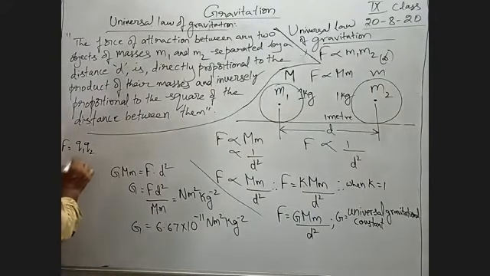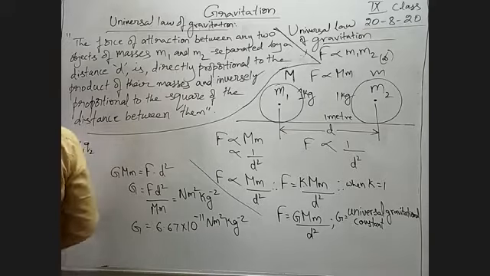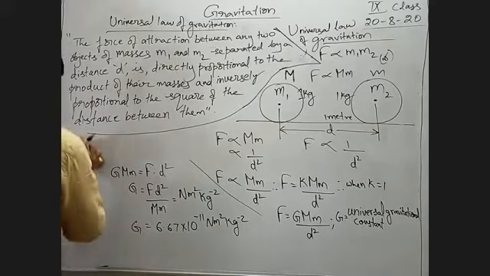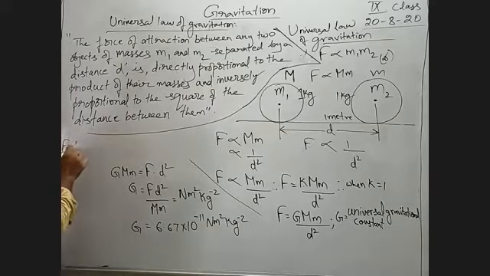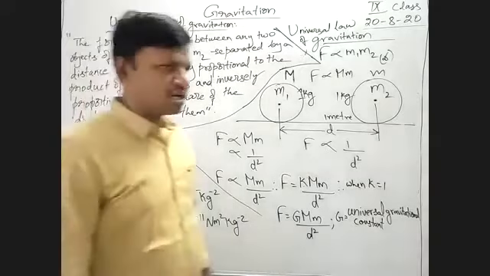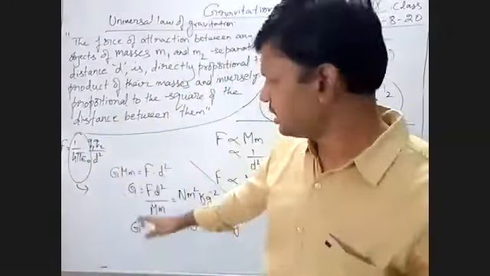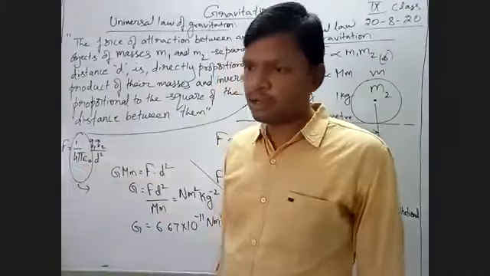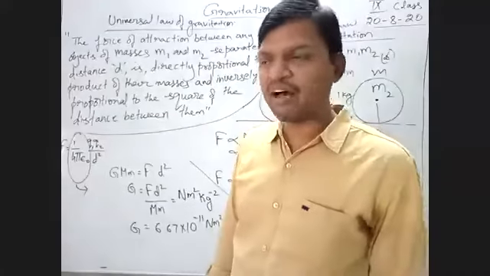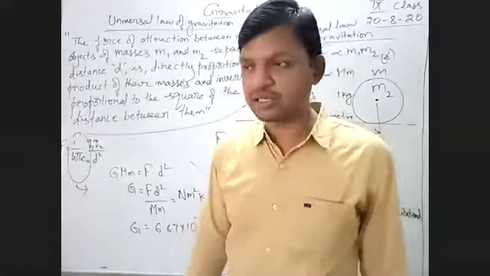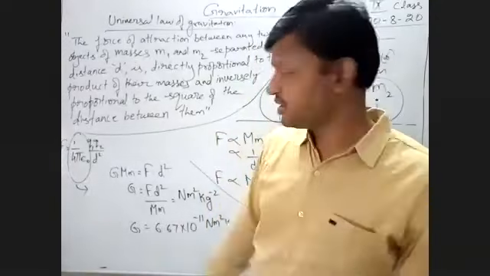So it is given by 1 by 4 pi epsilon naught, q1 q2 by d square. Here this is the constant, so we call it the dielectric constant K. And here epsilon naught is called the permeability of free space. Okay, sorry, permittivity of free space.